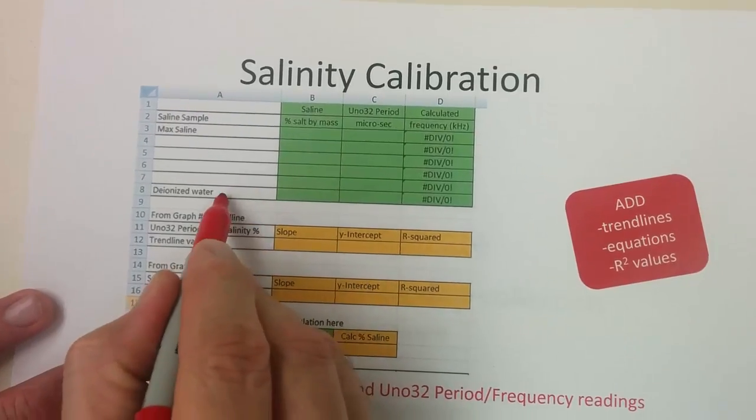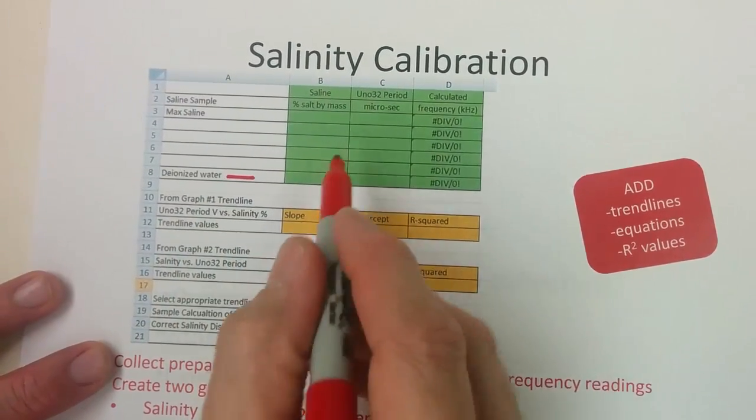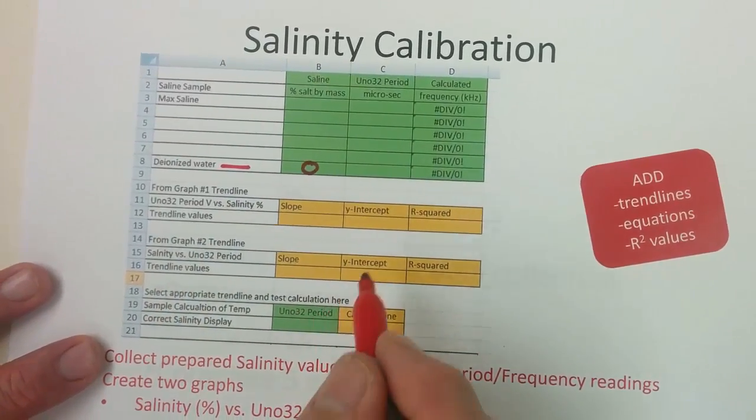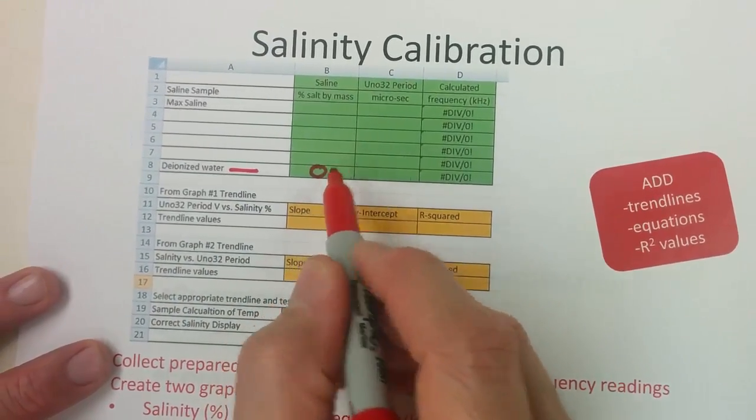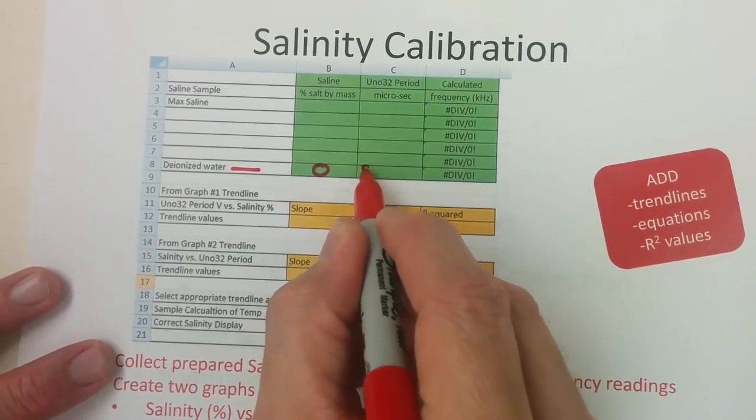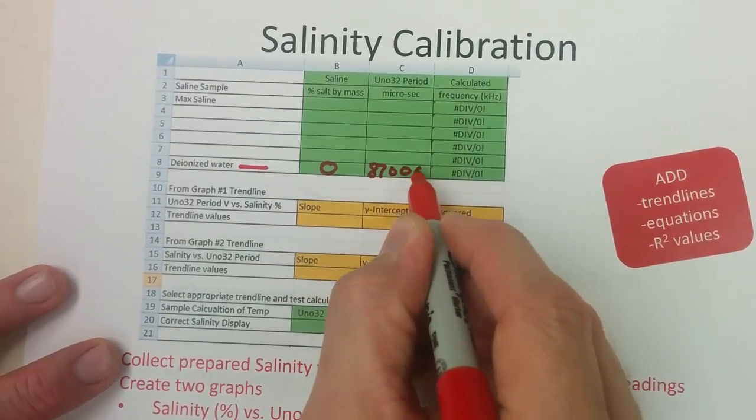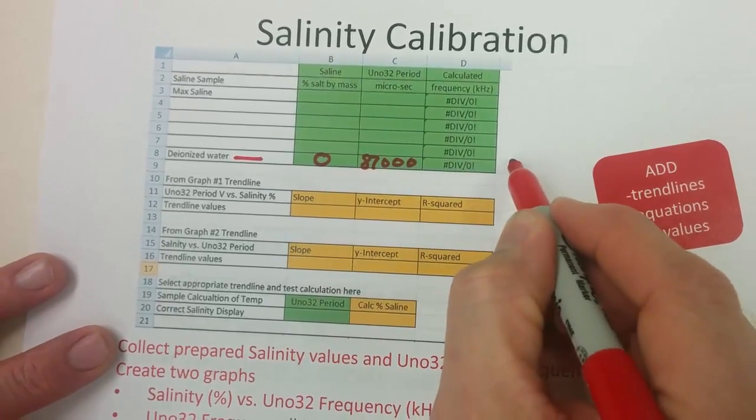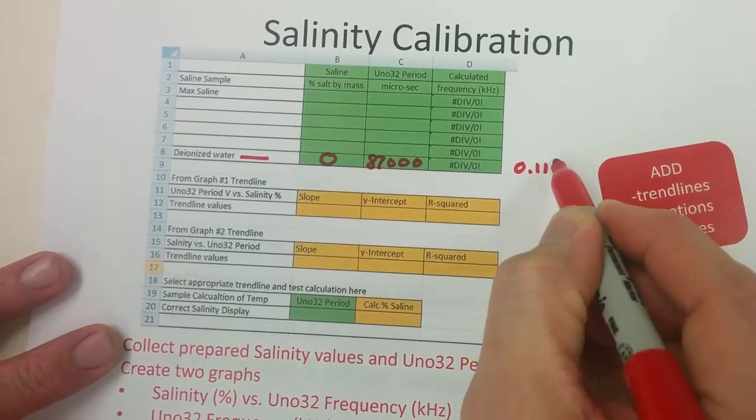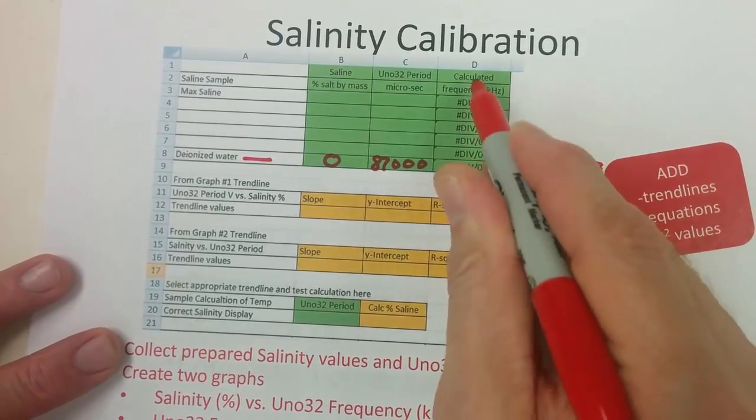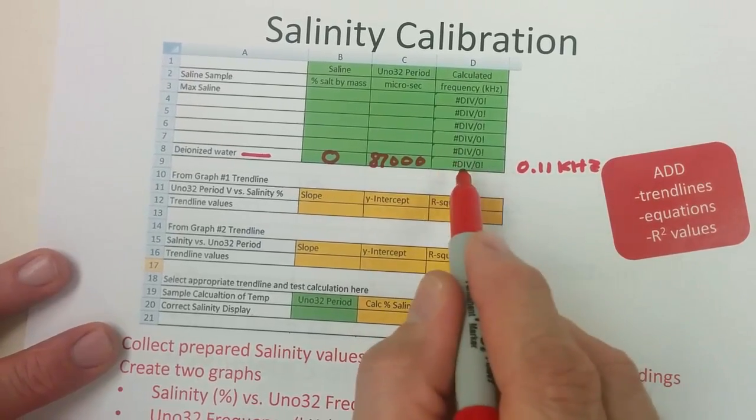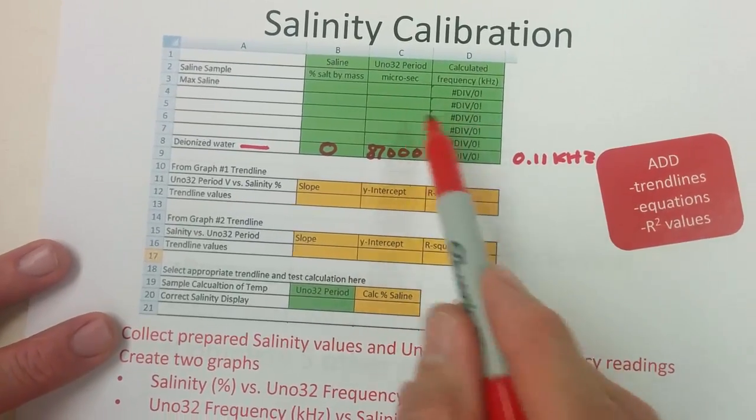We took our first sample of data. We're going to do the deionized water. And the salt mass, ideally it's 0. In practice it's probably not 0 for the percent salt. But we had 87,000. And we also noticed that this formula is going to calculate it for us, but the one that we read on the screen was 0.011 kilohertz. This calculated cell will help you verify that you're doing things correctly. So if you're seeing a discrepancy, it may be that you're recording data in the wrong place.